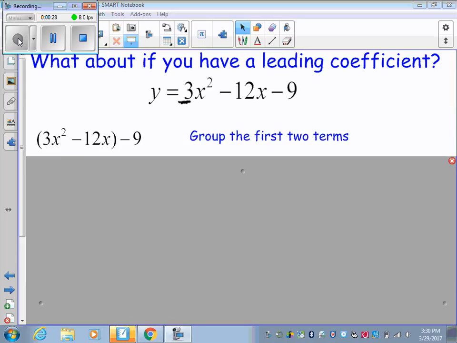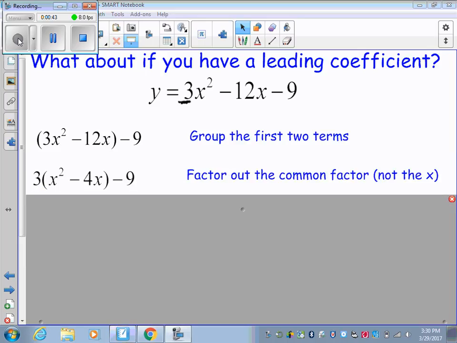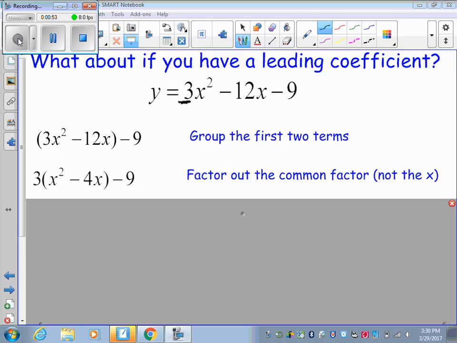We group the first two terms. Now at this point it gets slightly different. What you're going to do is divide this group of 2 by a common factor, the greatest common factor, but not the x. So what they have in common here is 3. So I would factor out 3 from this group. Divide everything by 3. And you're left with 3 bracket x squared minus 4x, subtract 9.